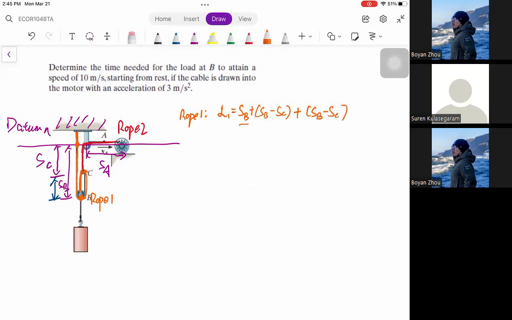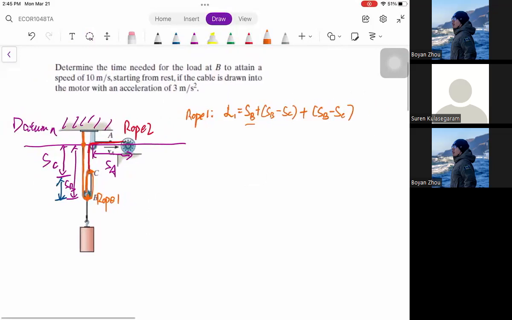From here, we know the total length of rope 1 is going to be equal to SB going down, and then going up, and then going down. So this equation is equal to a constant value, the length of rope 1 is not going to change. That's for rope 1, and then we can do the same thing for rope 2.